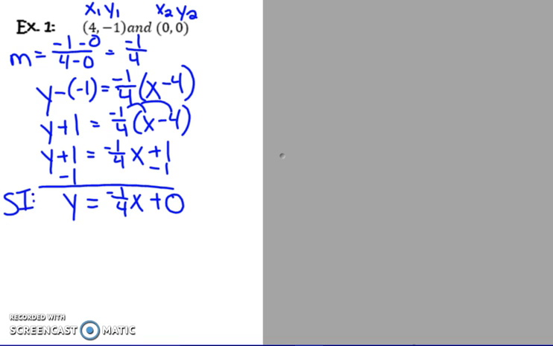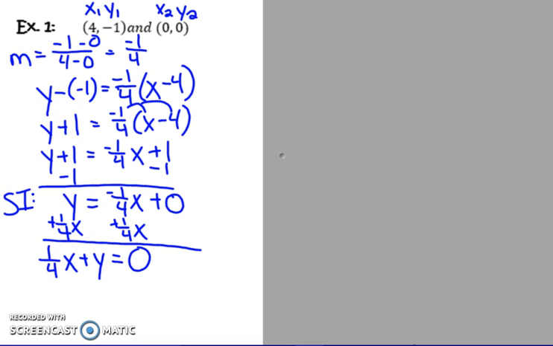So from here, to get it to standard form, I want x and y on the left-hand side. The opposite of subtracting 1/4 x is adding 1/4 x on both sides. X and y are different variables, so my equation becomes 1/4 x plus y is equal to 0. Now, we are in standard form, but I don't want any fractions. What I'm going to do is what we call distributing on steroids. We need to get rid of the 1/4, so we are going to multiply by the denominator.